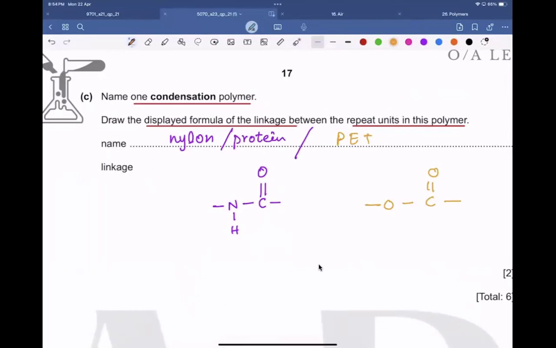No, pteryline was previously in the syllabus. Now it's not pteryline. If you look at the notes, I have mentioned PET, not pteryline. So you have to write PET, not pteryline, okay?